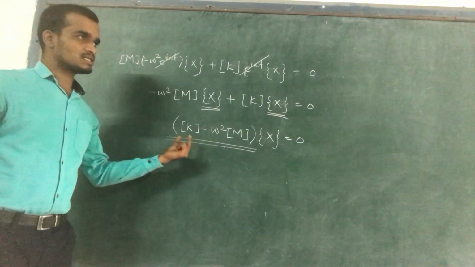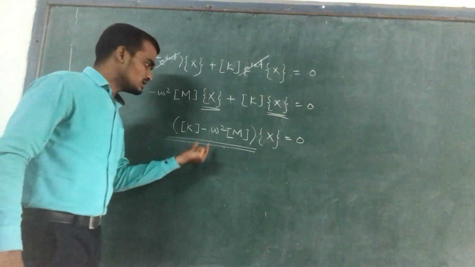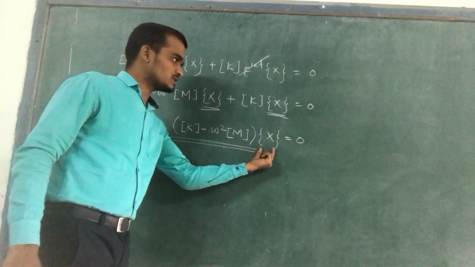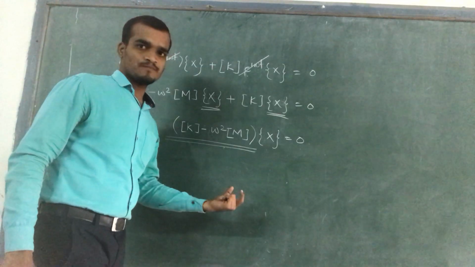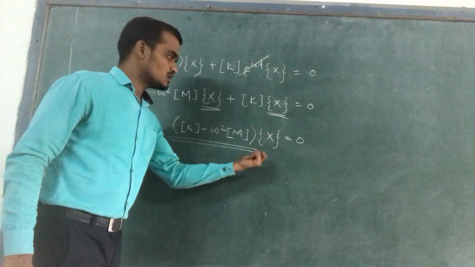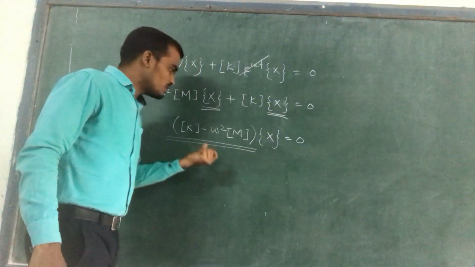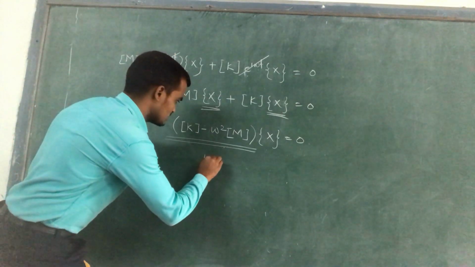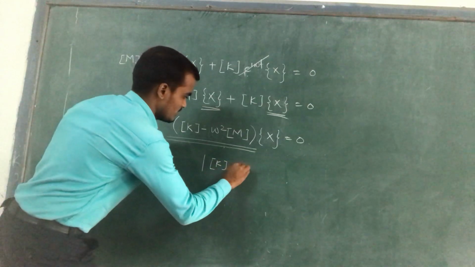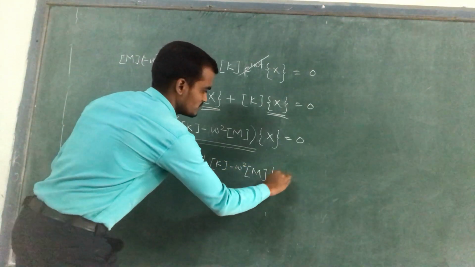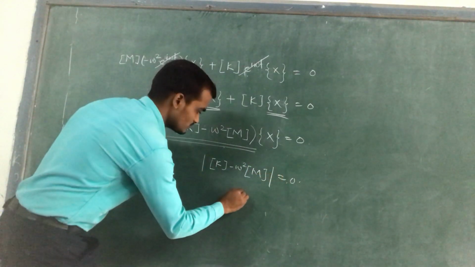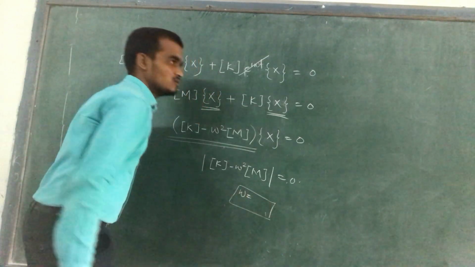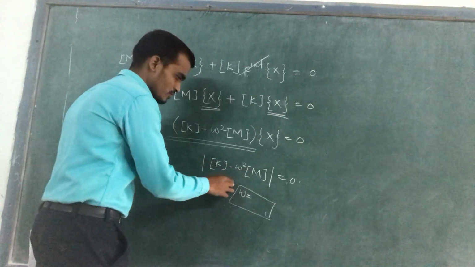Such a characteristic equation can be solved by setting the determinant of this matrix equal to 0. Why? Because the x vector must have non-zero values. To have non-zero values, we need to put the determinant of this matrix equal to 0. So the determinant of K minus omega squared times M must be equal to 0. Then you will get the omega values. You will get one or two omega values by putting this determinant equal to 0.